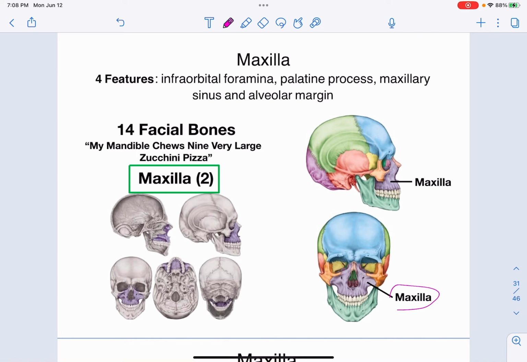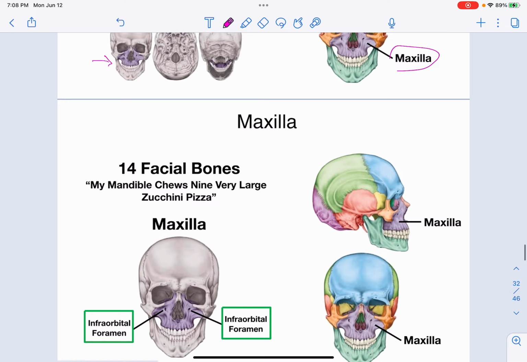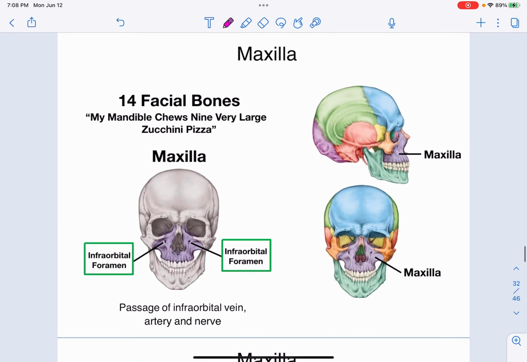There are 4 features of the maxilla. Here's the same kind of setup as before. You can see various views of the maxilla with various angles of the skull. All right, so 2 of the features are on this slide. Or no, actually only one of them is on this side. So there is a hole on each side. Here it is called the infraorbital foramen. And this is a passageway for arteries, veins, and nerves.